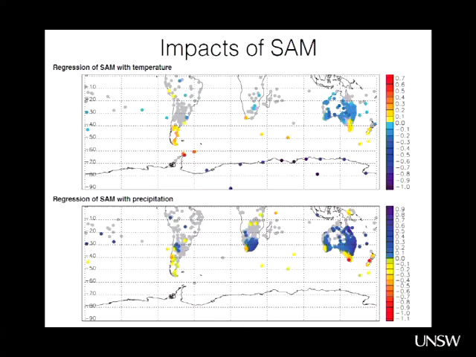You can regress the SAM index with temperature. So all the points show all the different stations where they've been measuring temperature. And this is correlated with a positive SAM index. So if the SAM is positive, you get warmer temperatures over Tasmania, colder over the rest of Australia, and the opposite in precipitation, similar over southern tip of South America and South Africa. So particularly in Australia, if we're thinking of drought prediction, for example, then the SAM is something we're really interested in because it is quite highly correlated with our rainfall.